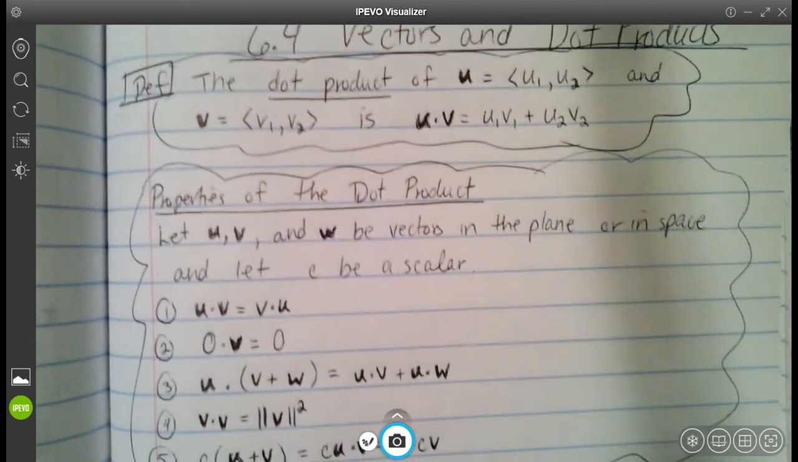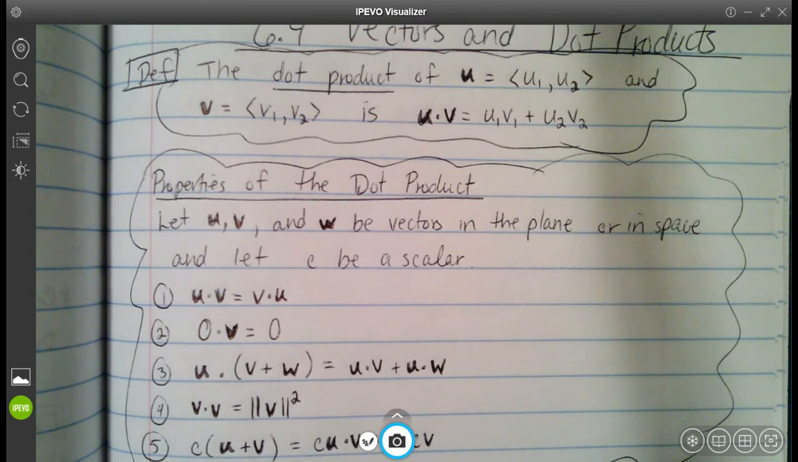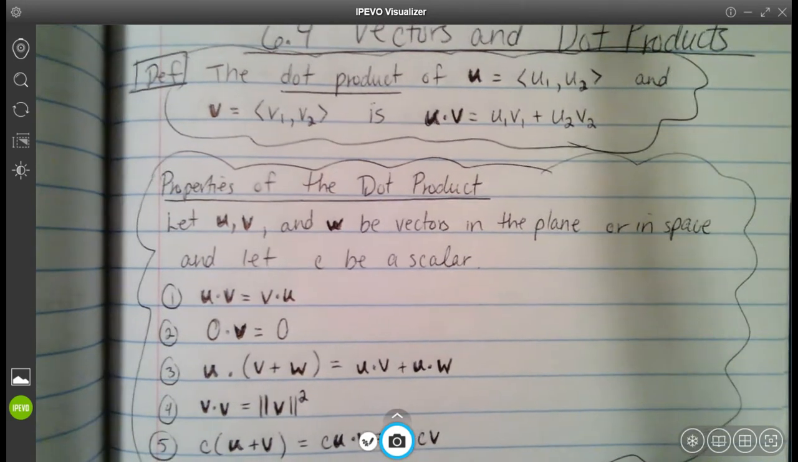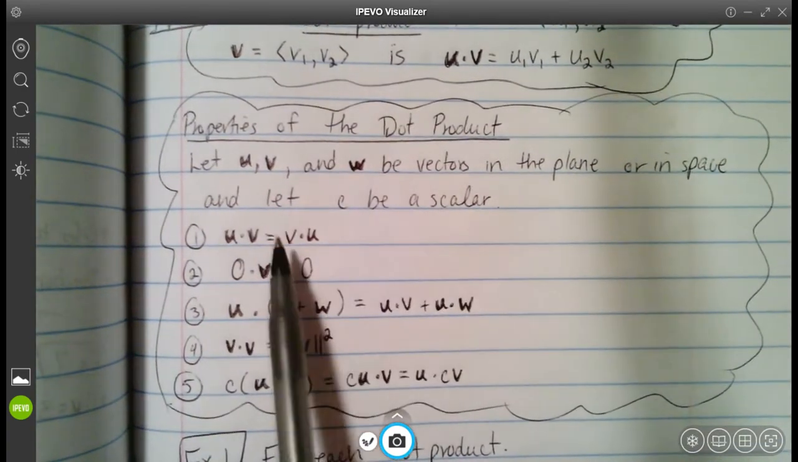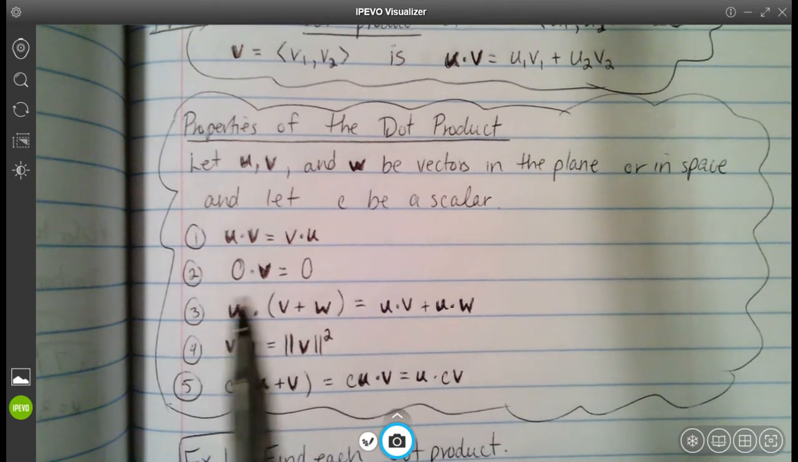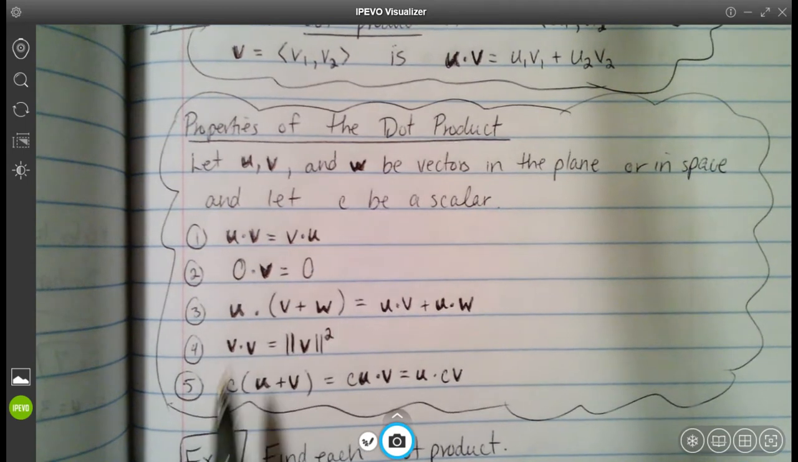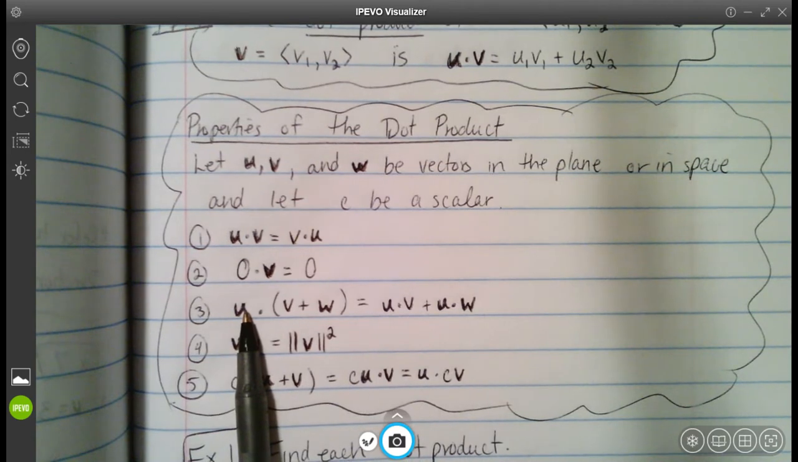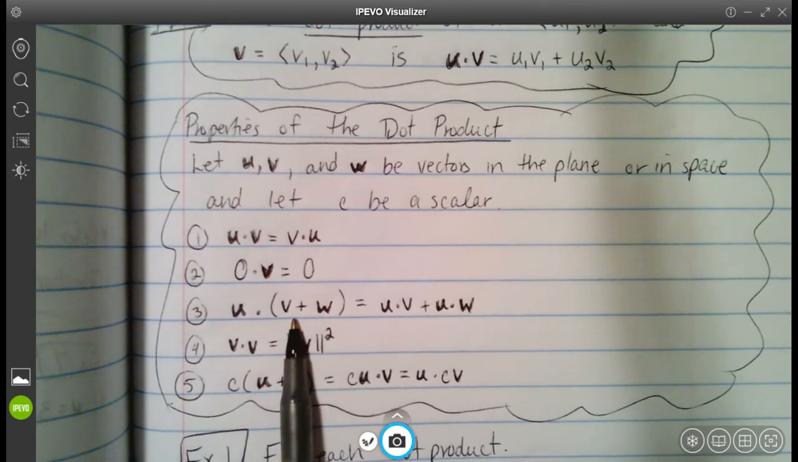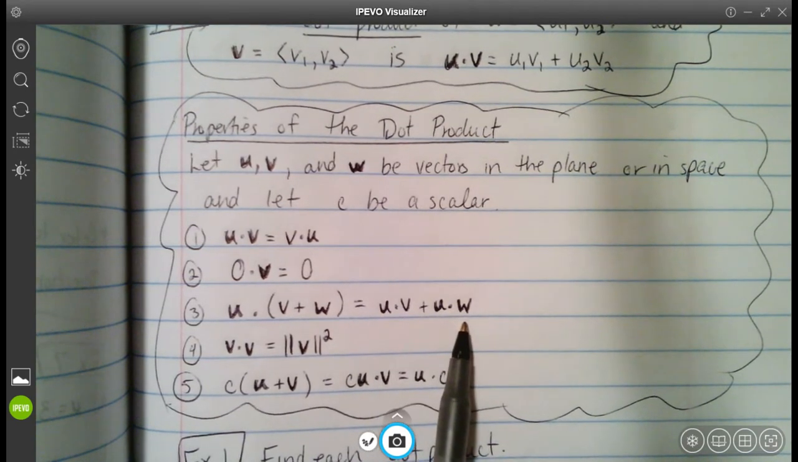We do have some properties we want to cover first before we go into the actual example. Let u, v, and w be vectors in the plane or in space, and let c be just some scalar. If we're multiplying u times v, this is the same thing as multiplying v times u, so we can go backwards. If we multiply the vector times 0, anything times 0 is still going to be 0 in vectors as well. If you're multiplying u times a sum of vectors, you can use the distributive property to give you u times v plus u times w.